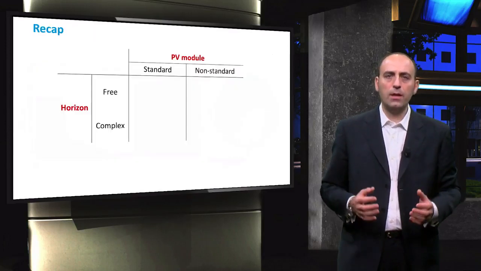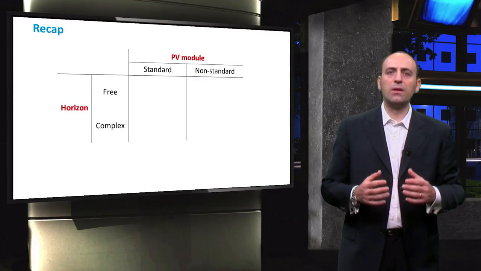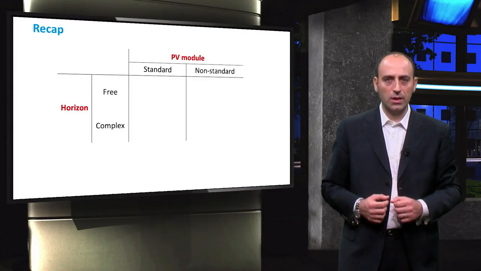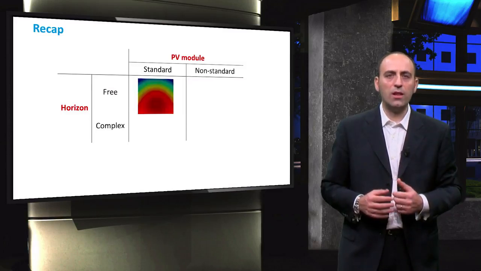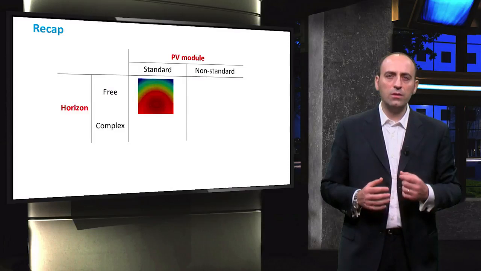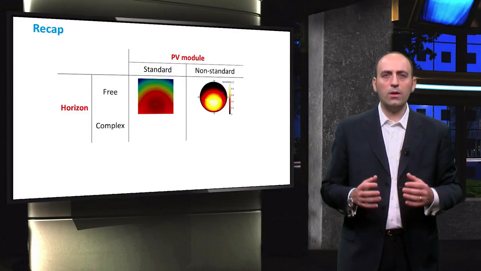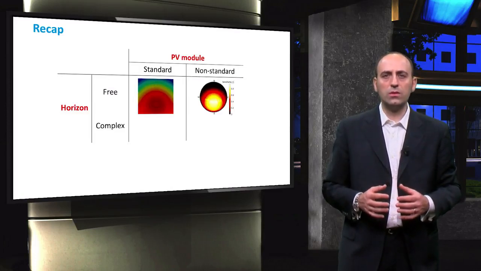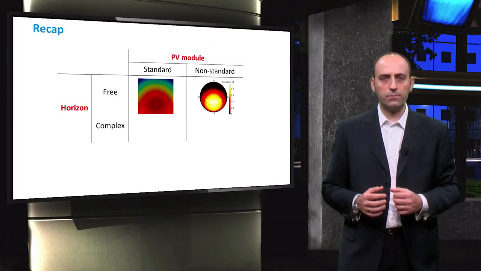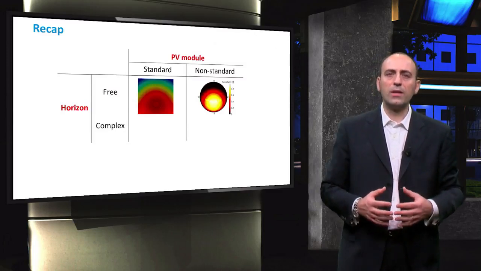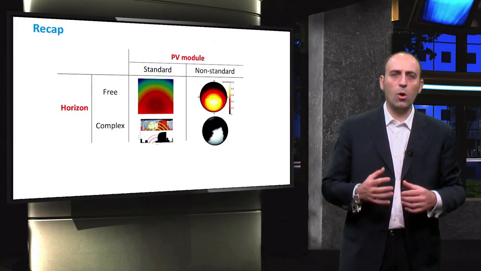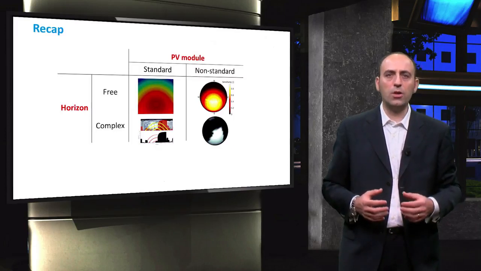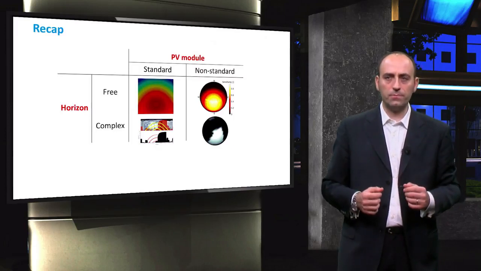To recap, in this video you learned about some advanced irradiance modeling techniques. Four scenarios were discussed. When a standard PV module and free horizon is considered, the tilt angle approach is used. When a non-standard PV module is used, the optical model approach is followed. On the other hand, for complex environments, a LIDAR approach is applied for standard PV modules, and the combination of LIDAR and optical model approach is applied when non-standard PV modules are used.